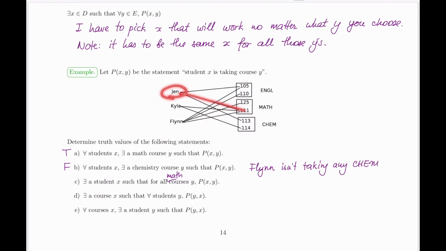Is Jen taking all of the math courses? No. Is Kyle taking all of the math courses? No. Is Flynn taking all of the math courses? Yes, Flynn is in fact taking both 125 and 111, so it holds true for Flynn. And there is a student, which means that it doesn't have to be all of them, there just has to be one. And so our justification will be Flynn is taking all, or in our case both, math courses.